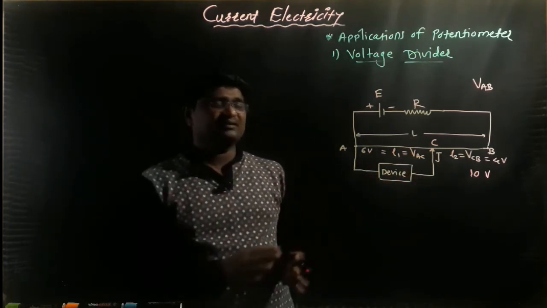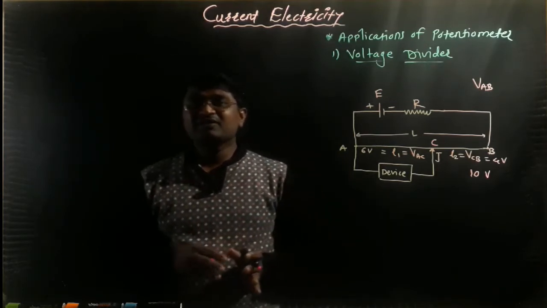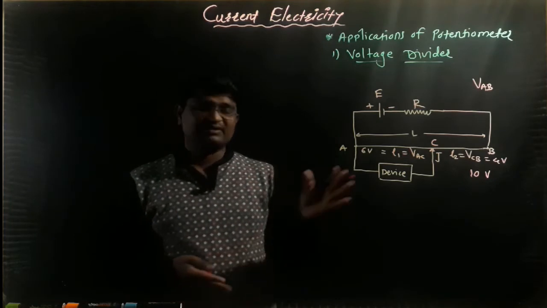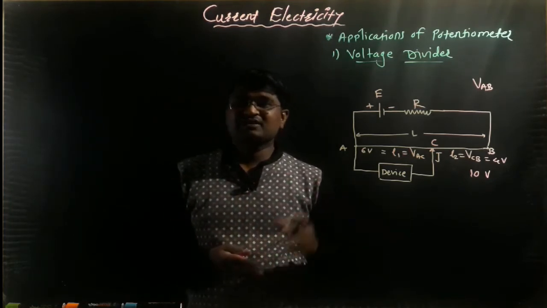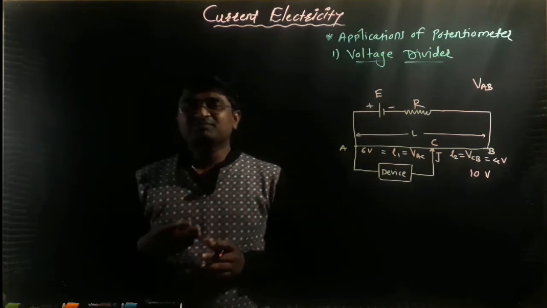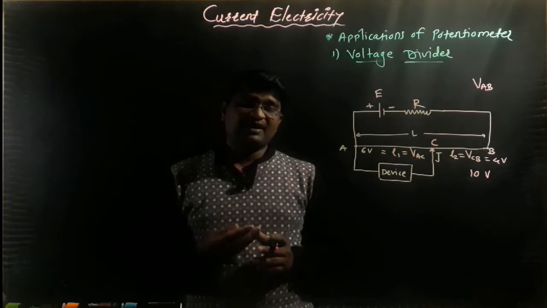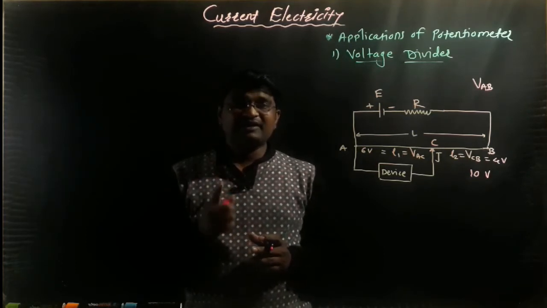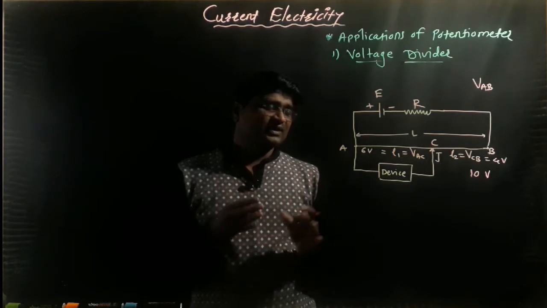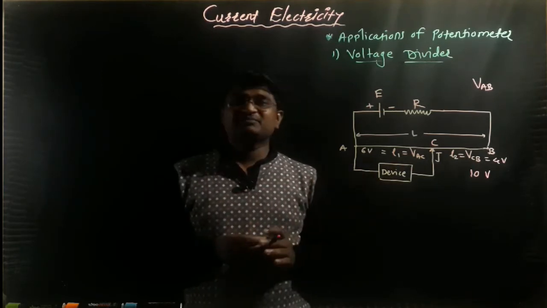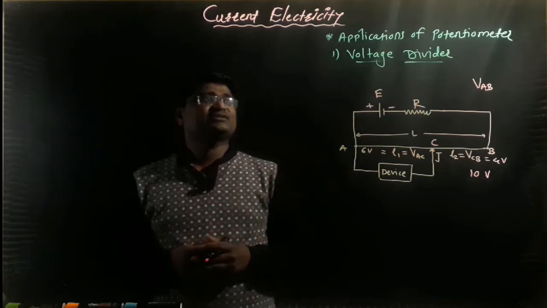It is very simple. Actually, this is an activity-based experiment, and we already perform this activity in the physics laboratory. That's why it is very easy. In the physics laboratory we checked the potential difference between different lengths of the potentiometer wire, and we observed that at every length the potential difference is different. So it means that we can easily divide the potential difference by using the potentiometer. So this is the first application of potentiometer.